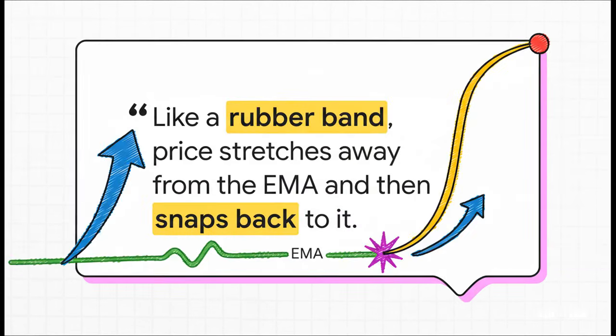I love this analogy. It's just perfect. Think of the trend as this forward momentum. The price stretches away from the EMA like a rubber band, and that pullback, that's the moment it snaps back. A professional entry is timed to catch that exact snapback just before the next big move in the trend starts.